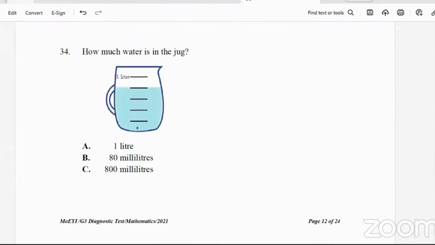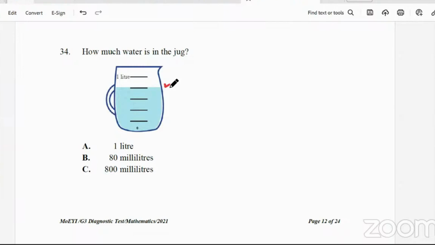Question 34. How much water is in the jug? Okay, so the jug itself can hold 1 liter of water. Okay, remember we said liter is for liquid, right? But the amount of water in the jug is not at full capacity. Okay, so if you notice, it's right here. This is where the water stops. So it's not quite at the capacity of 1 liter. So A could not be correct.